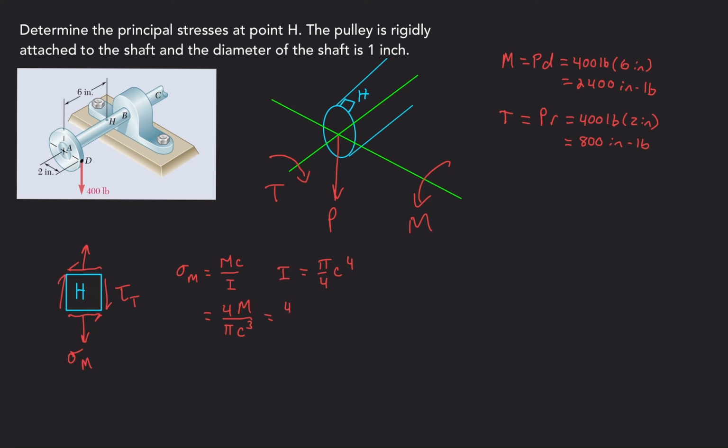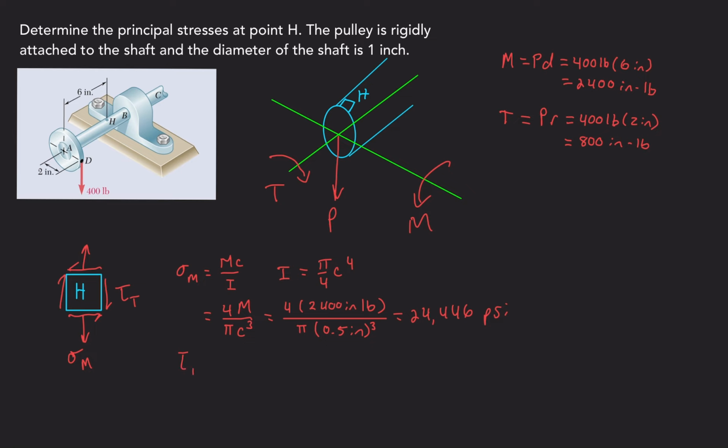So that's equal to 4 times 2,400 inch-pounds divided by pi times a 1/2 inch radius of the shaft cubed. Plug that into my calculator. We get 24,446 PSI.